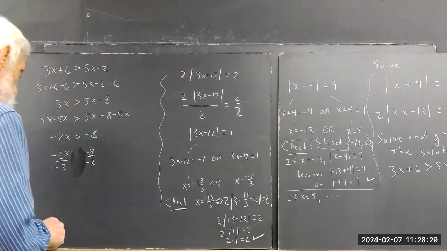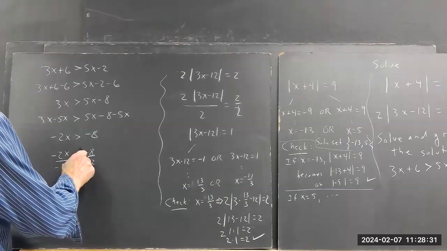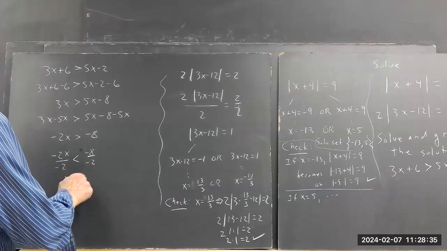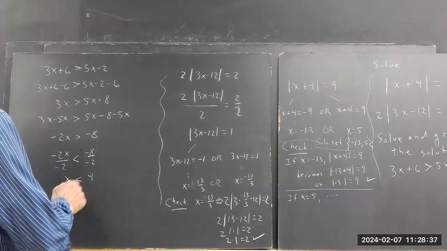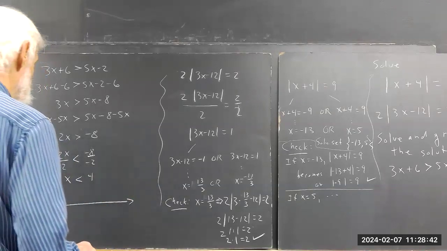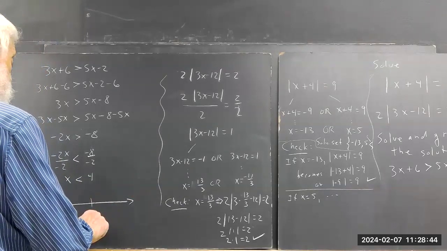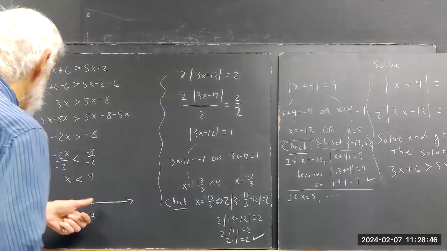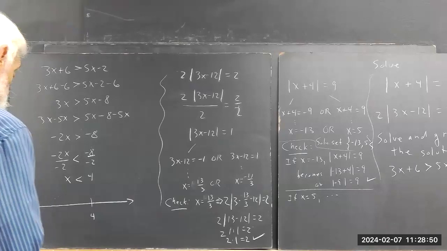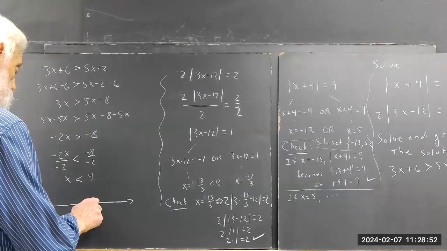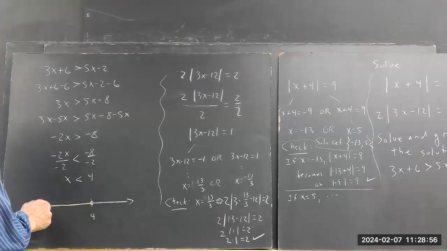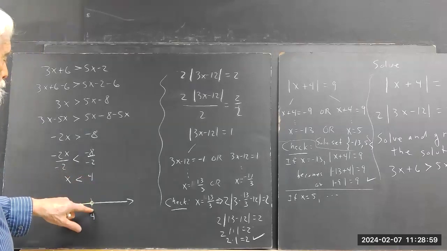Well, anyhow, it's got to be a less than. And now we get x less than 4. Then we sketch it on a number line. Okay, we have 4. And we have all values of x that are less than 4. And we indicate that by first indicating that 4 is not included.